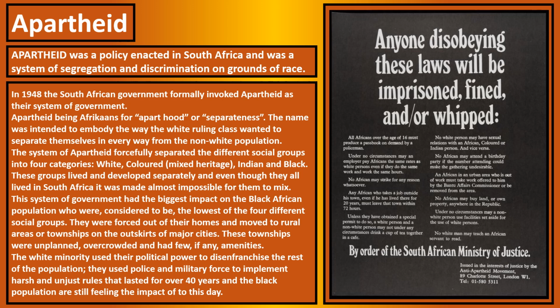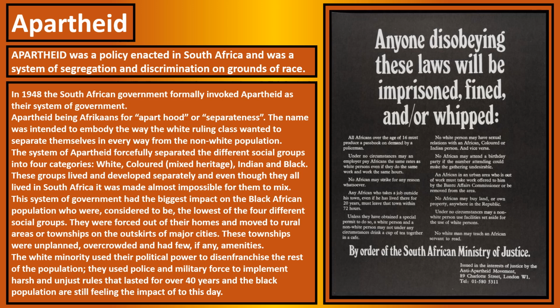In 1948, the South African government formally invoked apartheid as their system of government, but it had been building up to that point, and there was segregation and discrimination on grounds of race much earlier than 1948. It's just in 1948, post-war, post-Second World War, that the system was formally adopted by the South African government. Apartheid is Afrikaans for aparthood, or separateness, and the name was intended to embody the way the white ruling class wanted to separate themselves in every way from the non-white population.